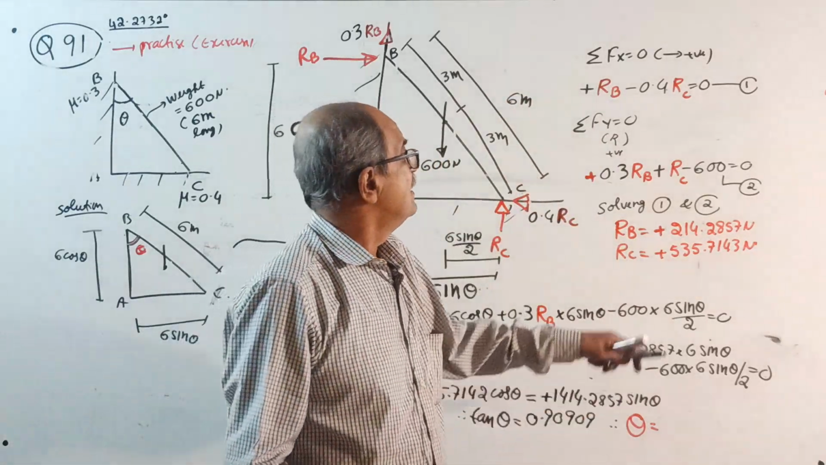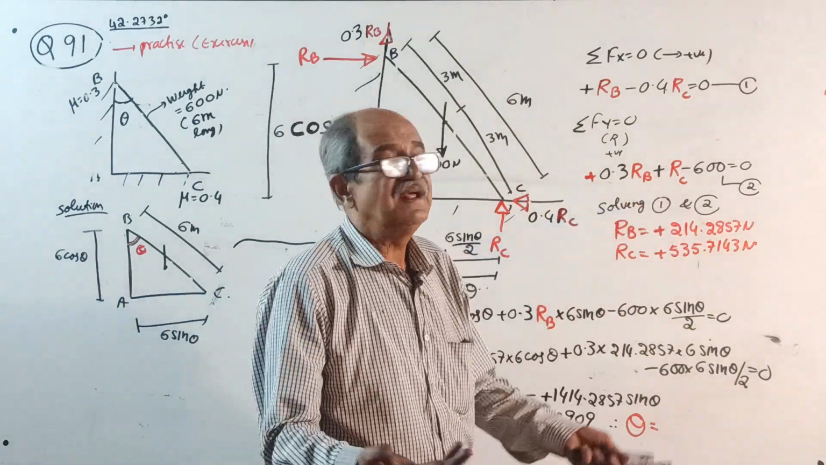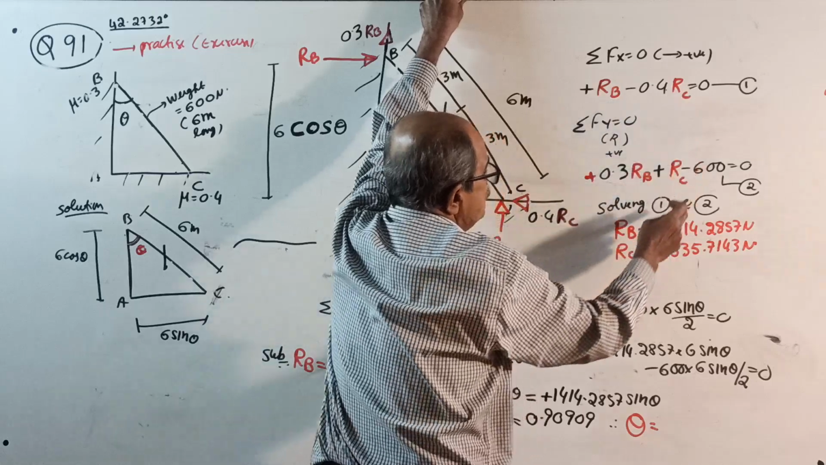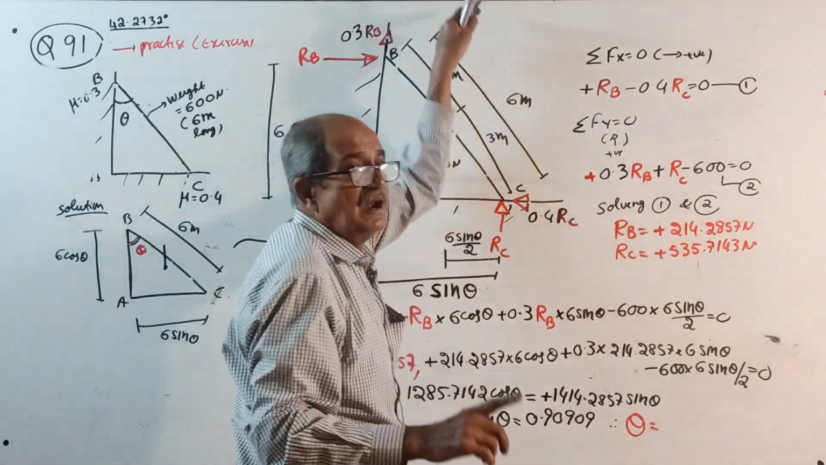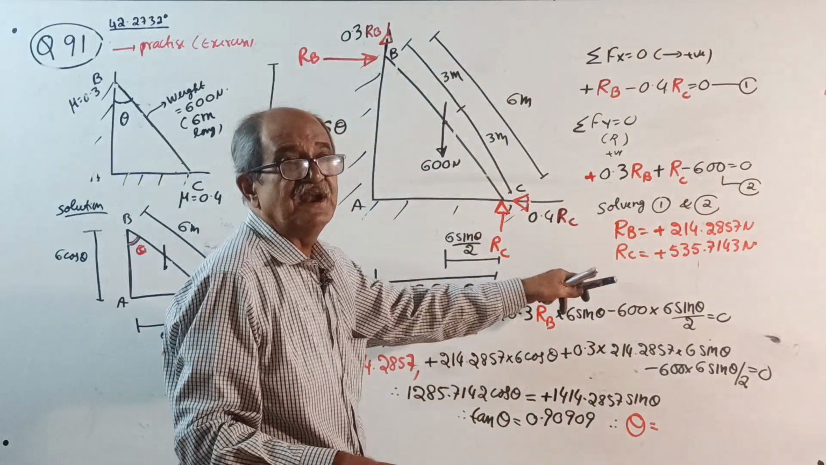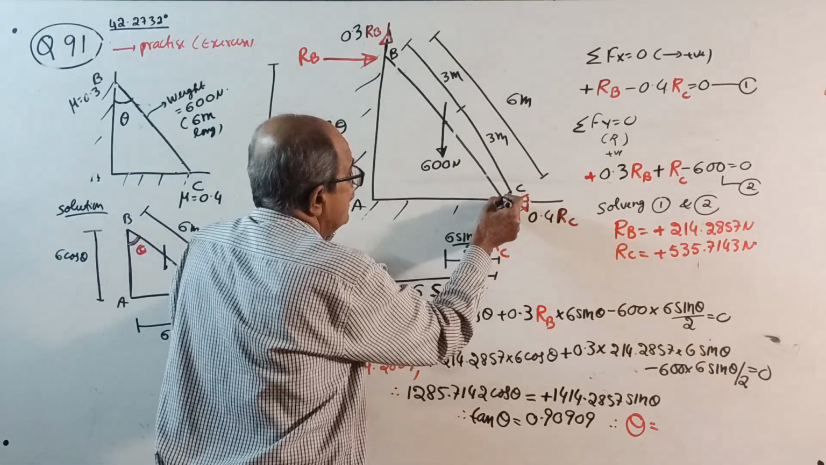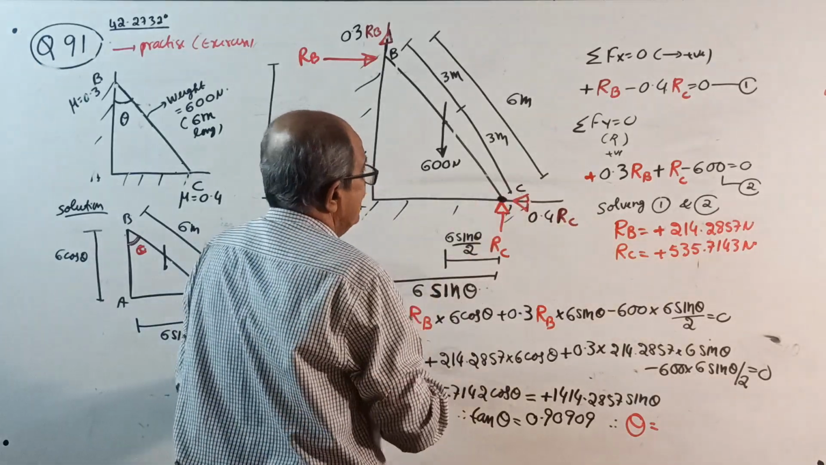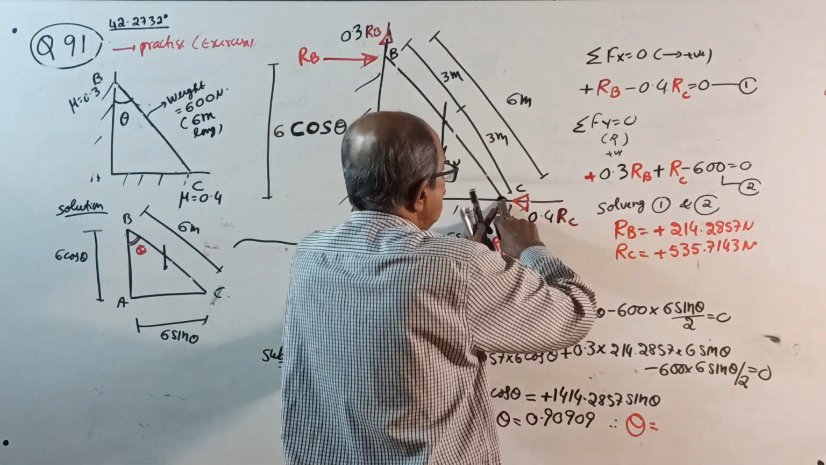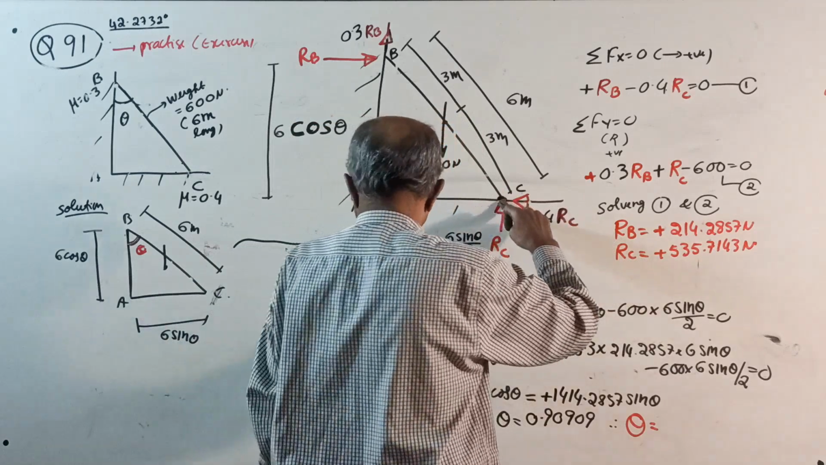Now do one thing, replacement is not required, you can solve it. Solving 1 and 2, you get RB and RC. But the unknown is theta. Okay, now one more equation is required. So, take moment about C. I always prefer to take moment about the bottom point. See here. Start. RC into 0, this also into 0.